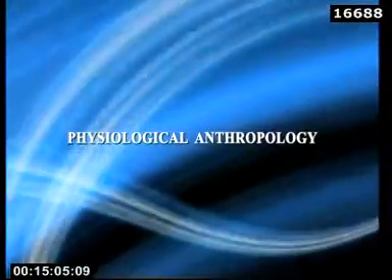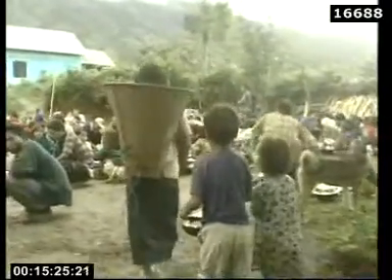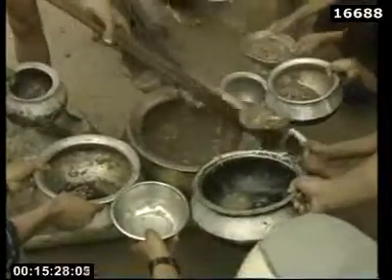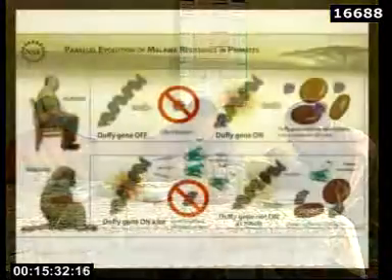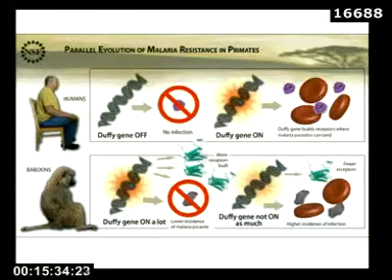Eighth is physiological anthropology. This branch deals with the internal organs of the human body in order to understand their biochemical constitutions. It is also concerned with how the physiology of man interacts with external factors like climate, food habit, etc., and also studies biochemical variations in man and other primates.